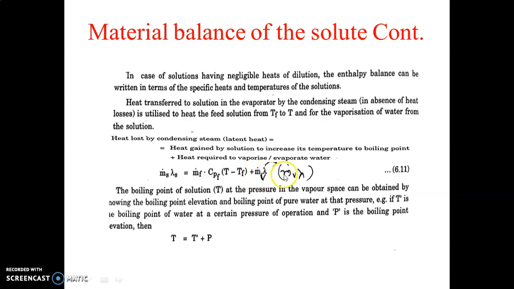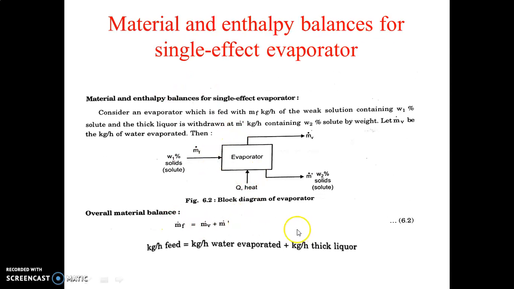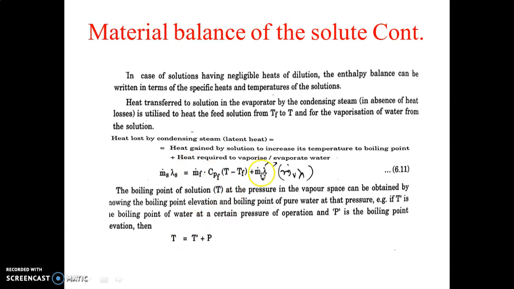Okay, just plus m dot s lambda. So this is the given heat required to evaporate the water. Okay, so by doing this we can calculate m dot s by giving all these values. So this is called an enthalpy balance or heat balance for the evaporator, and in the previous case this is called a material balance. So this equation and this equation we can use for calculation purposes.